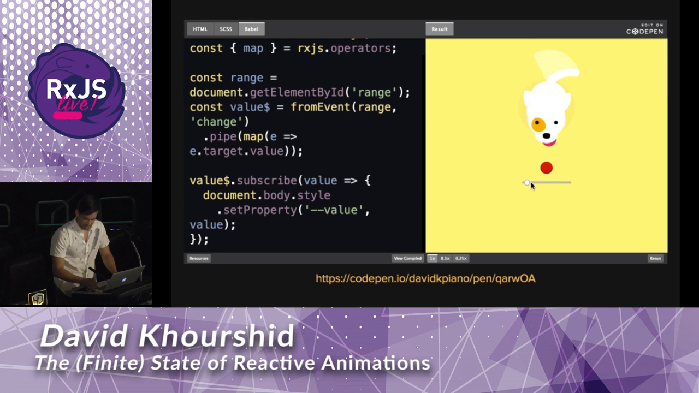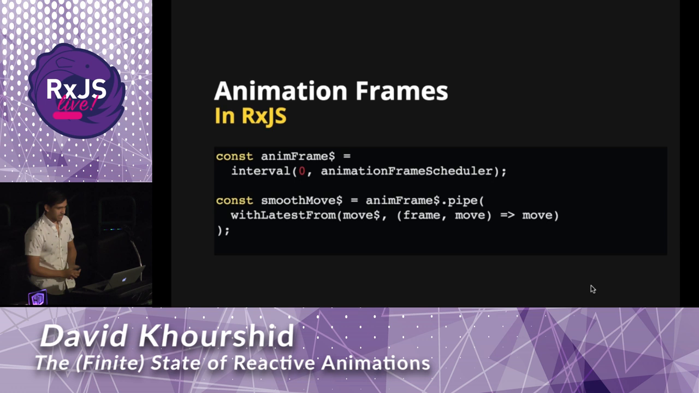Now, if you remember the first talk yesterday by Ben, he said that if you see someone using an animation frame scheduler and using that to create animation ticks on every request animation frame, then it's not something you should necessarily follow, because that person probably knows what he or she is doing. So that's exactly me, except I don't know what I'm doing. I just know that this works.